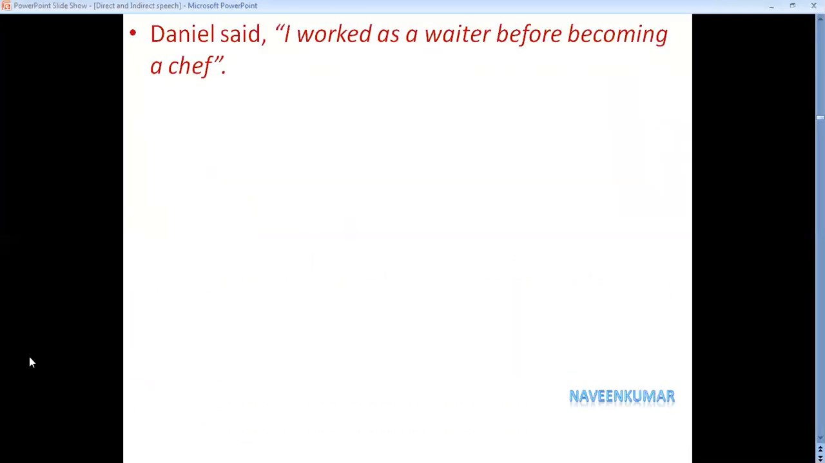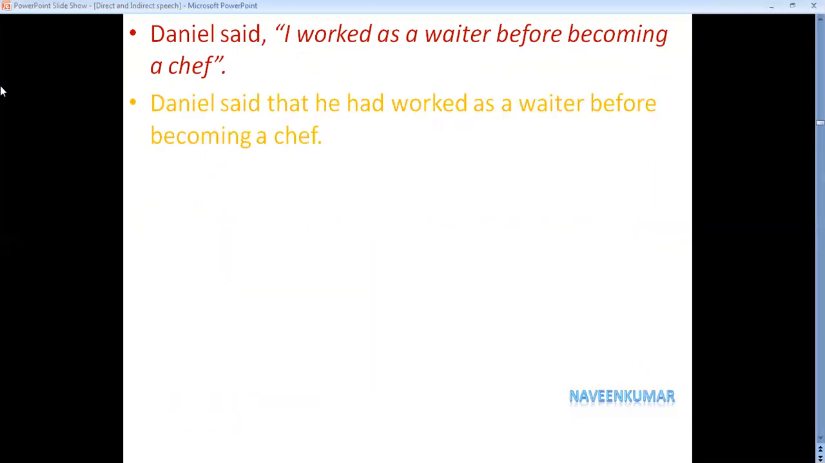Now let us see a few more examples to learn what the changes are and what a reporting verb is. So Daniel said, "I worked as a waiter before becoming a chef." So what is the reporting verb here? Said is the reporting verb. So let's see how it changes into indirect. Daniel said that he had worked as a waiter before becoming a chef. Now there are few changes. Why the tense and the conjunction are being used, that we will discuss later in detail when we study the rules of change of tense.